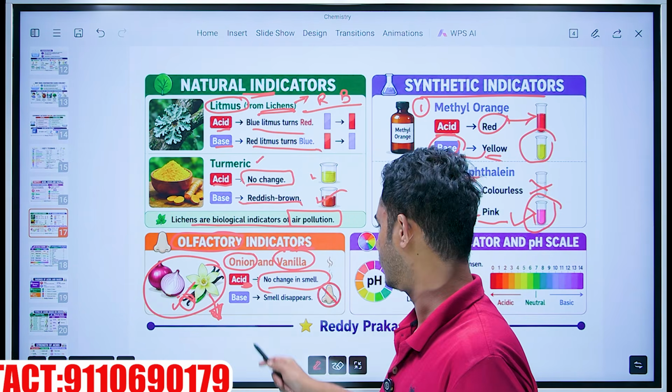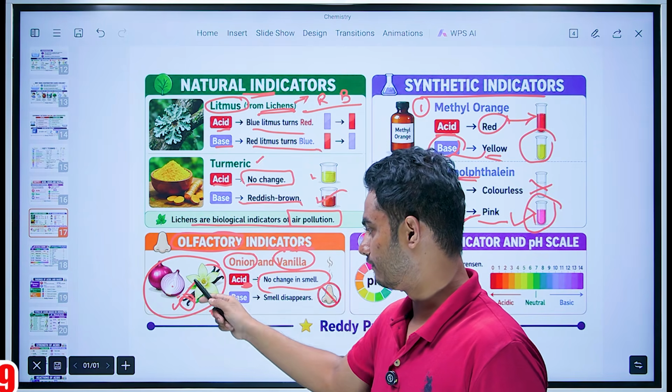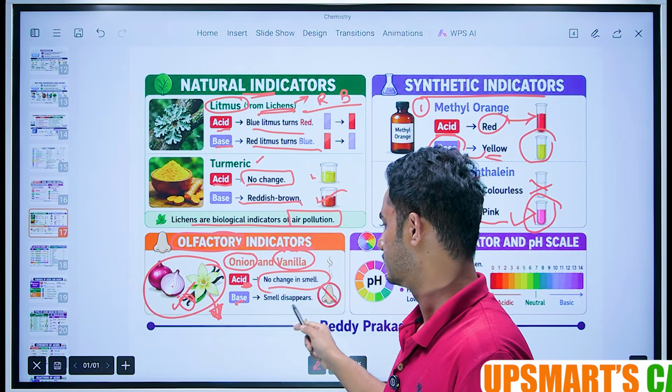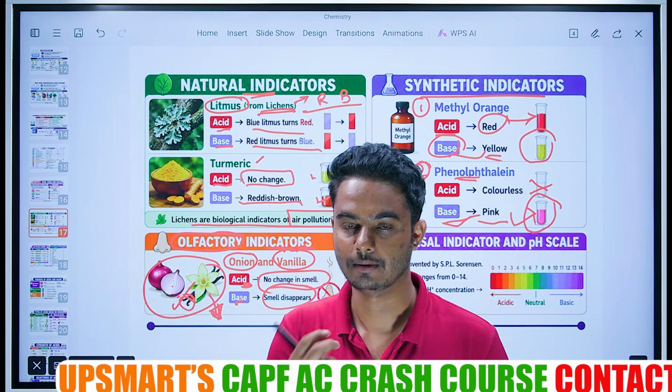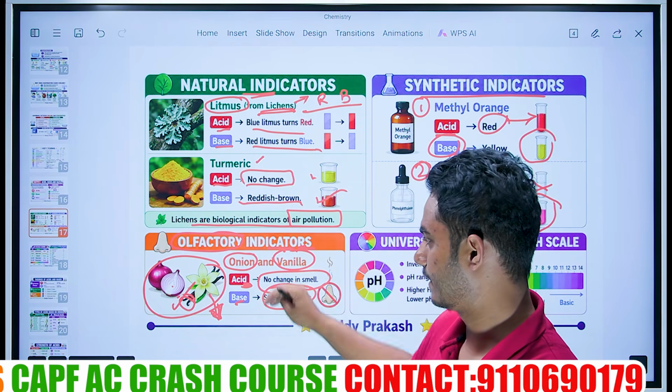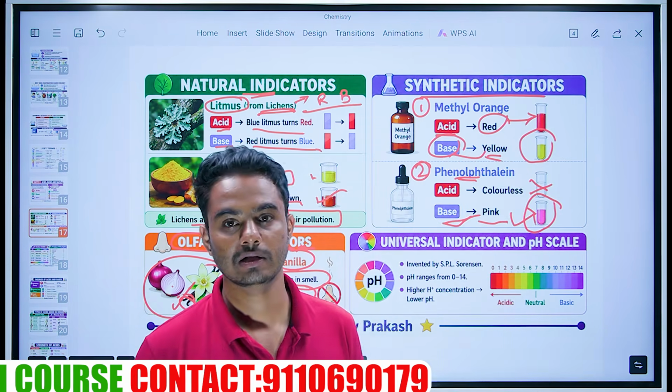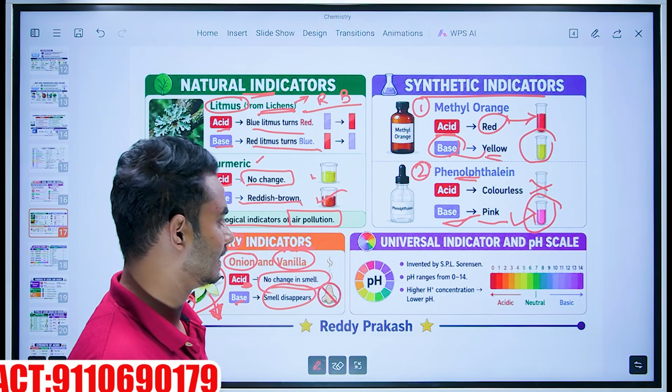Okay, but when the onion and vanilla are reacted with base, the smell will disappear. You can't smell the vanilla, you can't smell the onion. Easy? That is how it happens. Olfactory indicators. The next one is universal indicators.